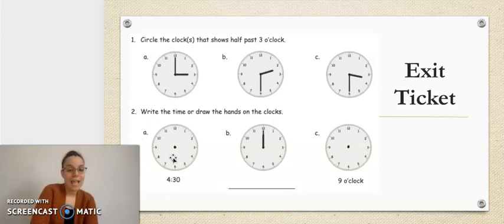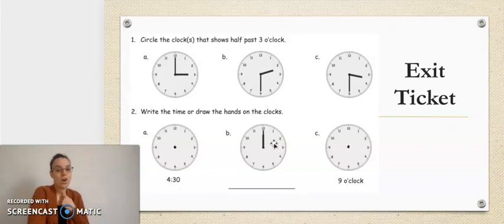On clock A, draw the hands to show 4:30. On clock B, just write what time that clock says. You don't need to draw the clock. And then for clock C, draw the clock and draw the hands to show 9 o'clock. I'll say it again. For number 1, you only need to draw the 1 clock that shows the right answer. That shows 3:30.